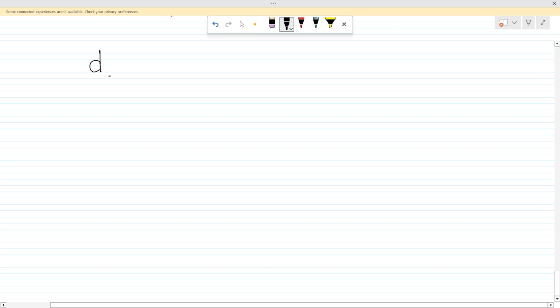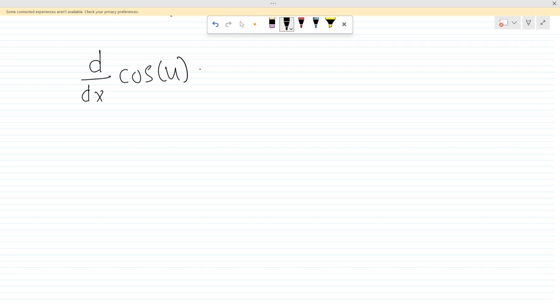d over dx of cosine u is what? Negative sine u, then du over dx. So these would be the formula for our cosine. It means if you have the derivative of cosine, that is the negative sine of u, then the derivative of, again, the same thing that we did in our sine function. You are going to take the derivative of whatever angle you have here. Are we clear?